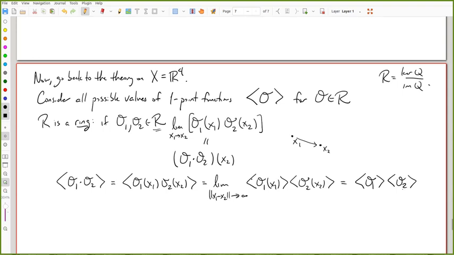So what's the space of all possible one-point functions compatible with this ring structure? Well, that has a name. So the possible values of one-point function.